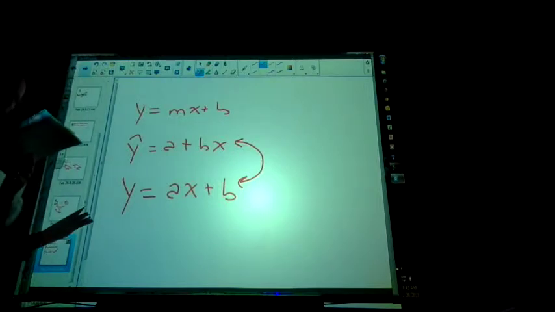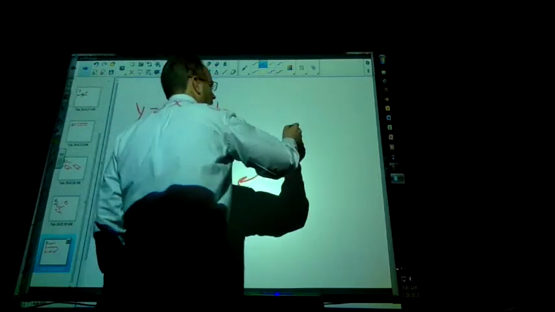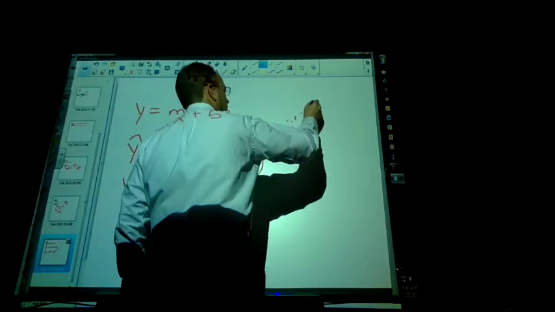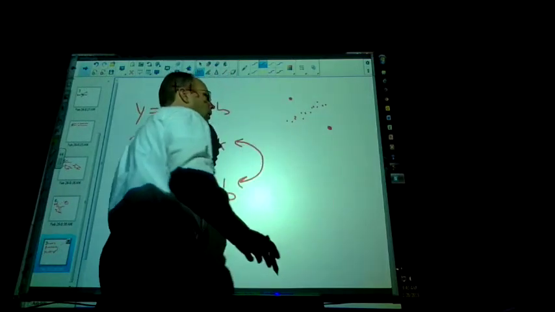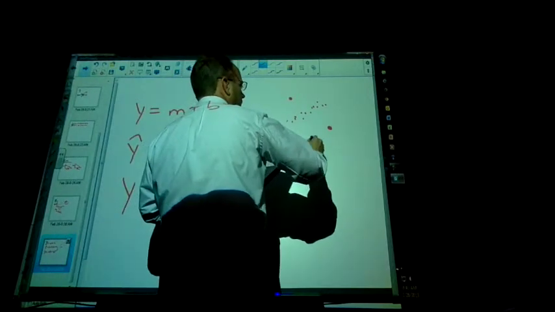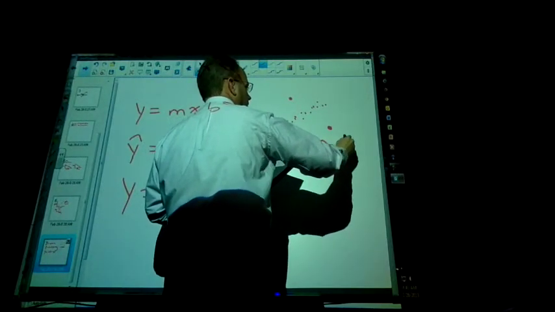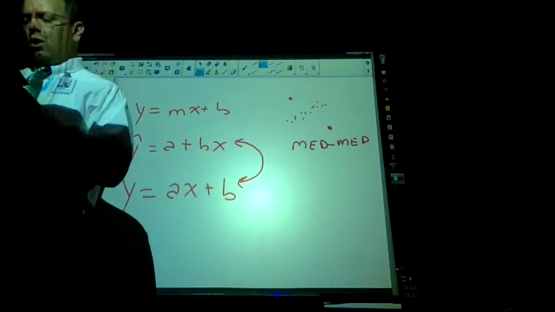You use linear regression if there are no outliers. If you have outliers, so if you had your data like this, and then you have something down here and something up here, and you have some outliers, then you're going to use the median regression. That's going to be a little different. We'll talk about that a little bit later.